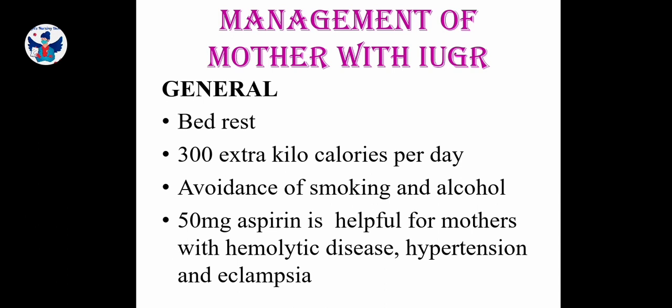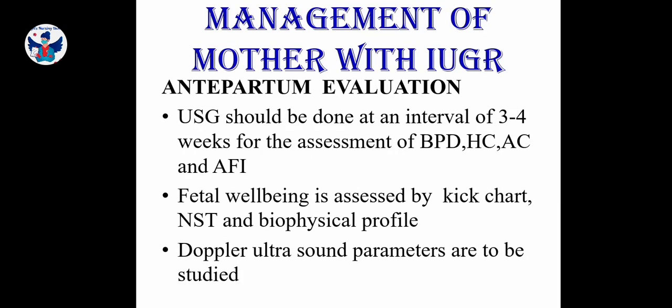Next, management of mother with IUGR. So first is general things, complete bed rest, then 300 extra kilocalories should be given per day. Avoid smoking and alcoholism. Then 50 mg aspirin is helpful for mothers with hemolytic disease, hypertension and eclampsia. And antepartum evaluation should be done. Why means, if there is bleeding during the antepartum period, that is during the pregnancy period, if any complications occur, it will be assessed immediately. So for identifying it early, it should be done.